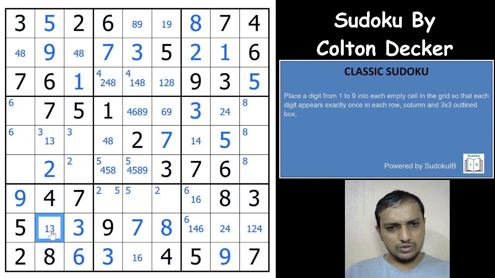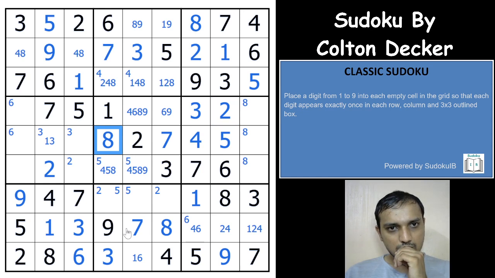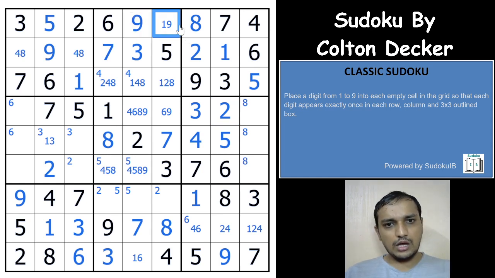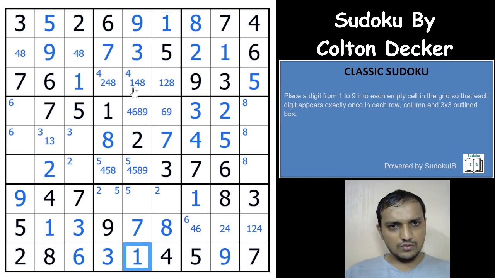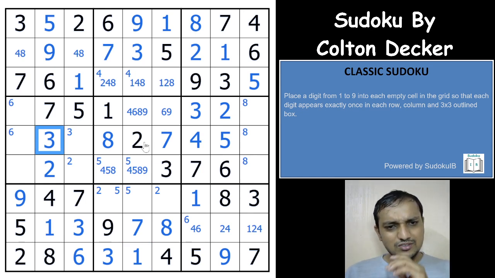I think this is possible. Yeah, I think this is possible because we are getting many digits here. We have got almost all the bi-value candidates here. Getting all the bi-value candidates means that this Sudoku should be easy now.